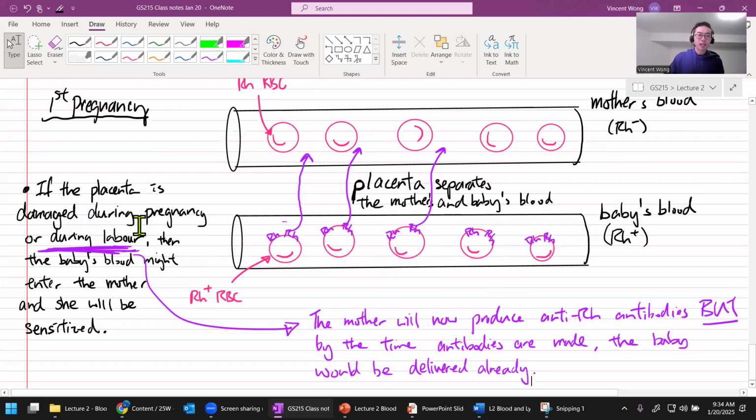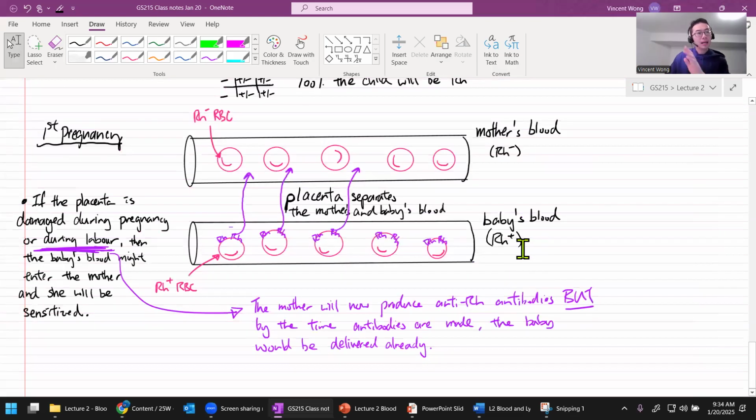Now, if it happens during pregnancy, like early on in the pregnancy, then we're going to have some complications, but we're not going to focus on that at the moment. Any questions about the first pregnancy before I tell you about the second pregnancy?